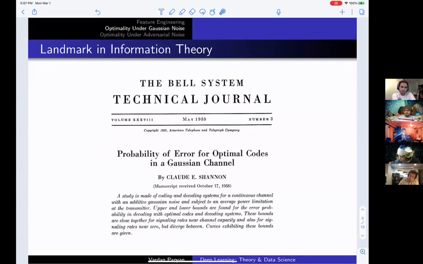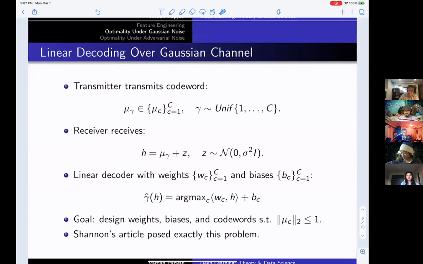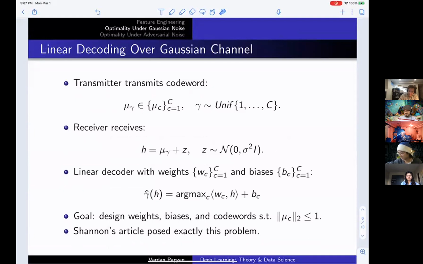To answer that, we go back in time to the seminal paper of Claude Shannon. Are there any Claude Shannon fans in the audience? I know at least one. Lots of Claude Shannon fans. Now, in this paper, Claude Shannon considered the following problem.